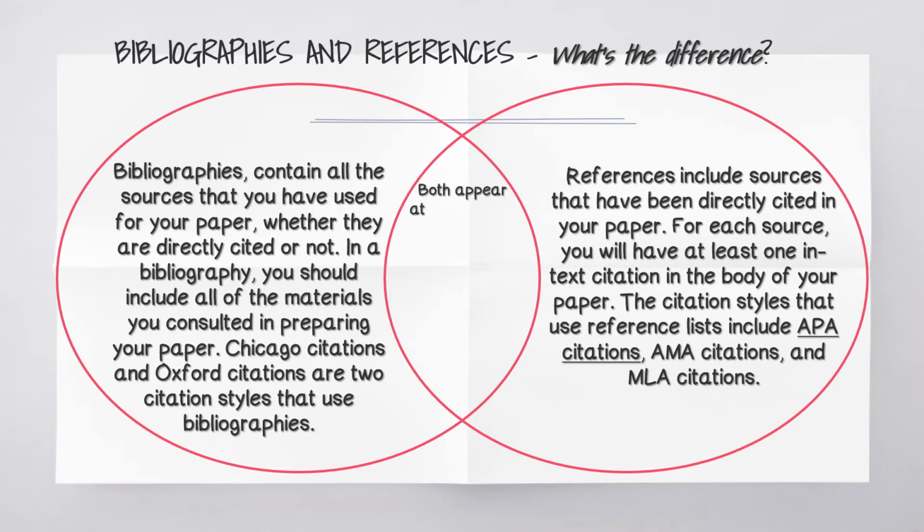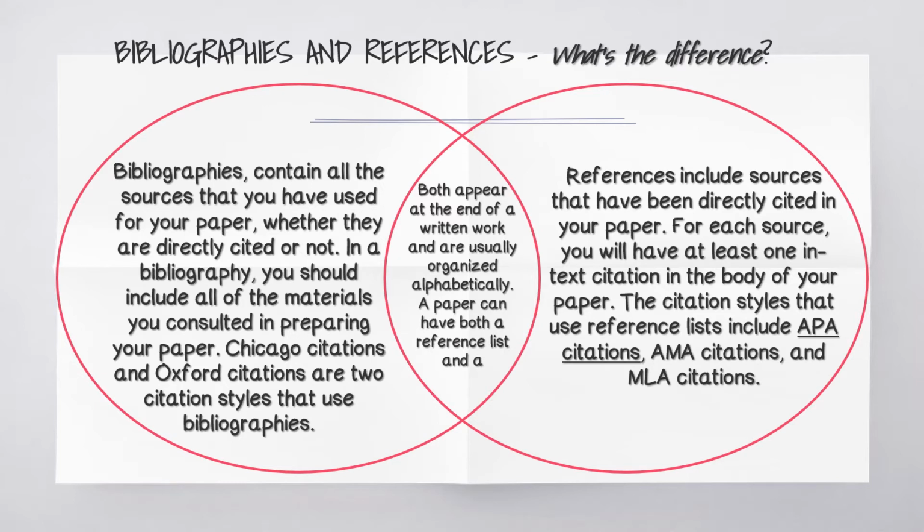Let us find out what could probably be the similar thing that we know about bibliographies and references. So, both appear at the end of a written work and are usually organized alphabetically. A paper can have both a reference list and a bibliography. So, these are the bibliographies and references differences and similarities.